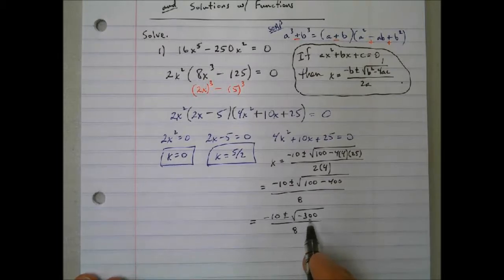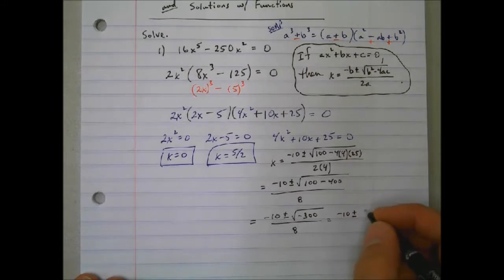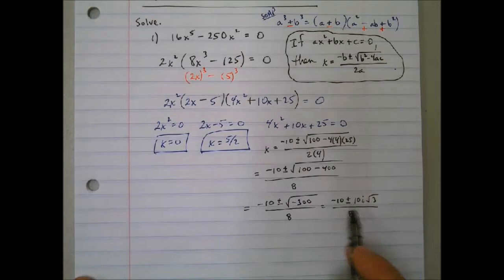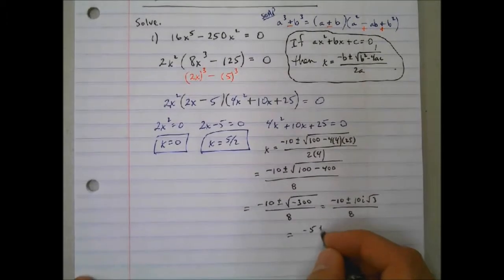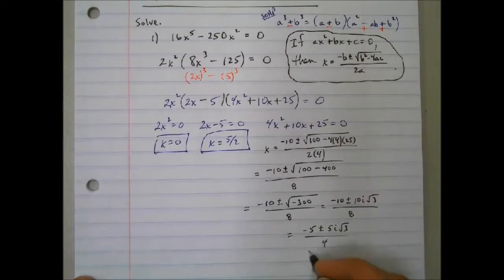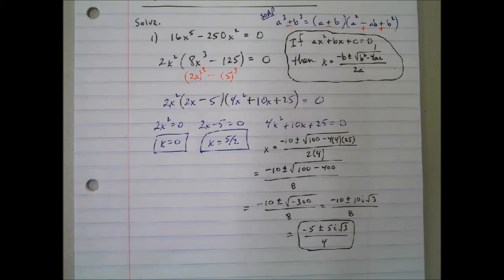And the root of 300 would be 10 root 3. So this is negative 10 plus and minus 10i root 3 over 8. Okay, now, even number, even number, even number. So there's a GCF of at least 2. It's only a GCF of 2 because 10 is 2 times 5. So this reduces to negative 5 plus and minus 5i root 3 all over 4. So there's a GCF of 2 that gets reduced out of all those terms.